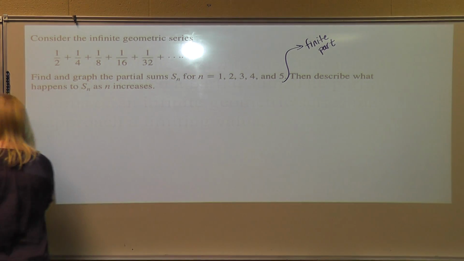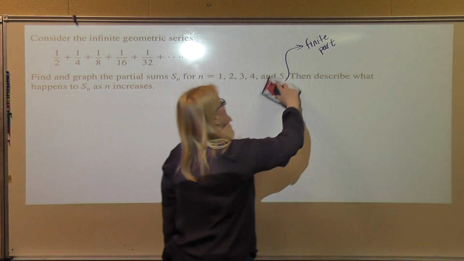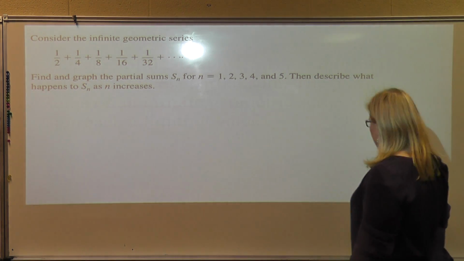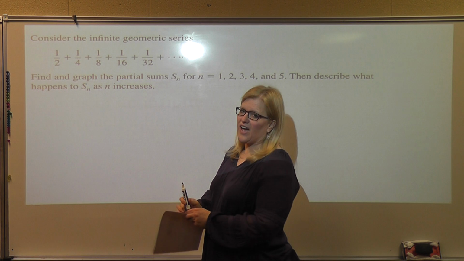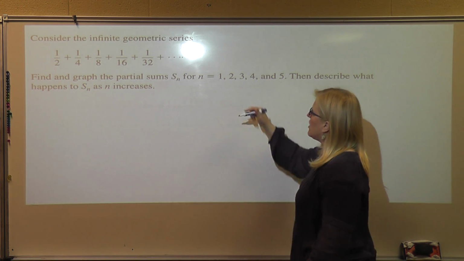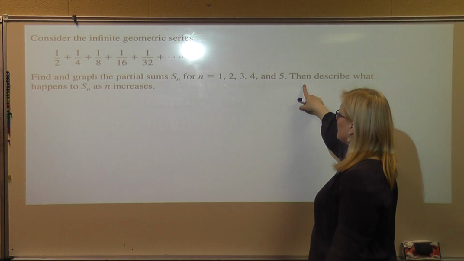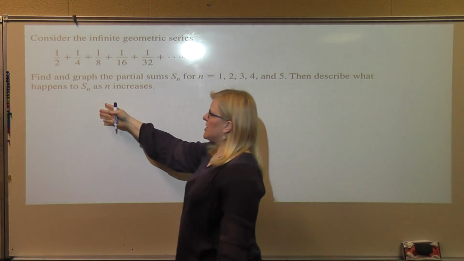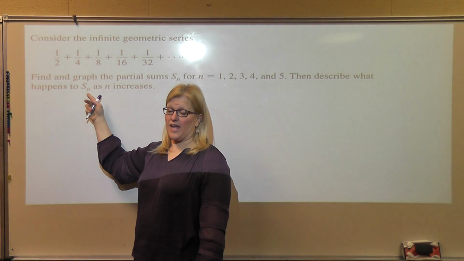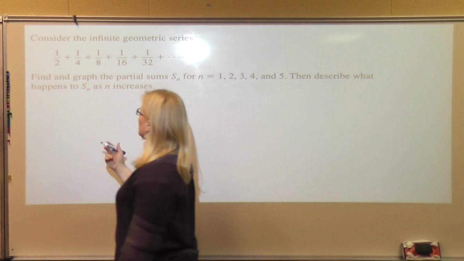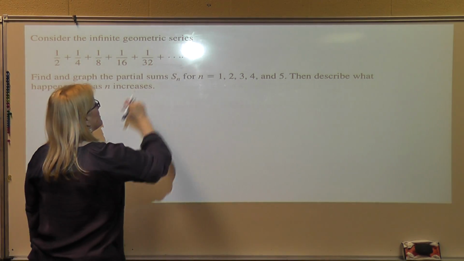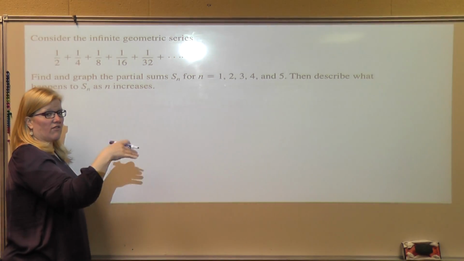So let's consider this infinite geometric series. It says to find and graph the partial sums for n equals 1, 2, 3, 4, and 5, and then describe what happens to S sub n as n increases. Okay, so we're just going to look at this. This is our series, and it goes on forever and ever.